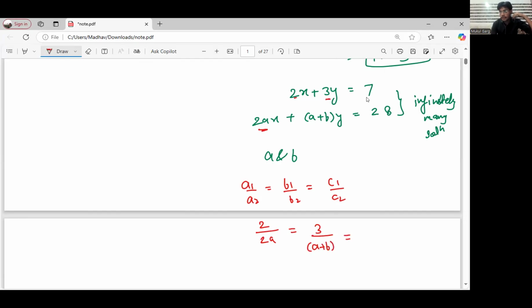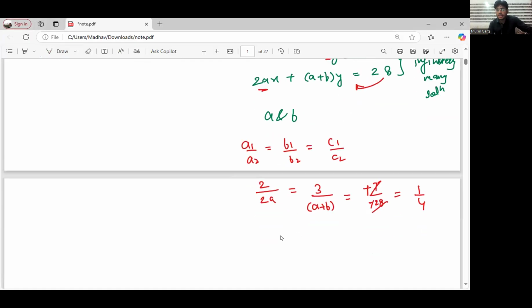And for c1, you have to convert these equations into the standard form first. So you have to take the 7 on the left hand side, it will become -7, and the 28 also on the left hand side, it will become -28. You all know the negative sign will get cancelled out. So 7 upon 28 is nothing but 1 upon 4. Now we need to solve for a and b.